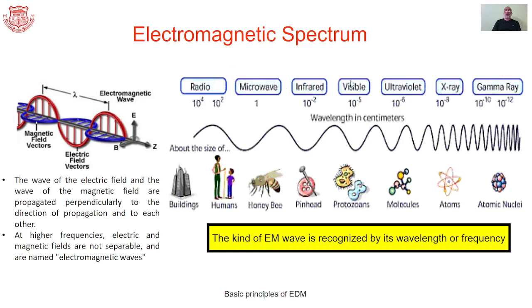The electromagnetic wave that we get comprises an electric field and a magnetic field, which are simultaneously propagating perpendicular to each other at higher frequencies. These electric fields and magnetic fields are not separable, and hence these waves are termed electromagnetic waves. These waves are characterized by a certain wavelength and associated frequency.